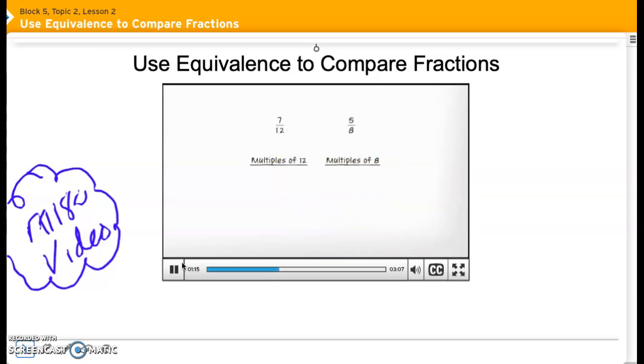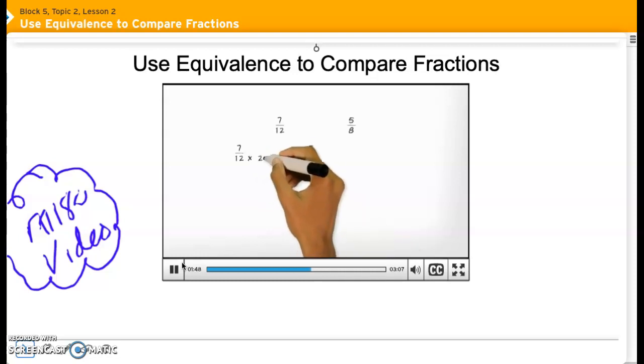When we find a value in common, we can find equivalent fractions for 7/12 and 5/8 that will have a common denominator. We'll list a few multiples of 12: 24, 36, and then a few multiples of 8: 16, 24. From the list, we can see that a common multiple of 8 and 12 is 24. That means we can rename both 5/8 and 7/12 as fractions with denominators of 24.